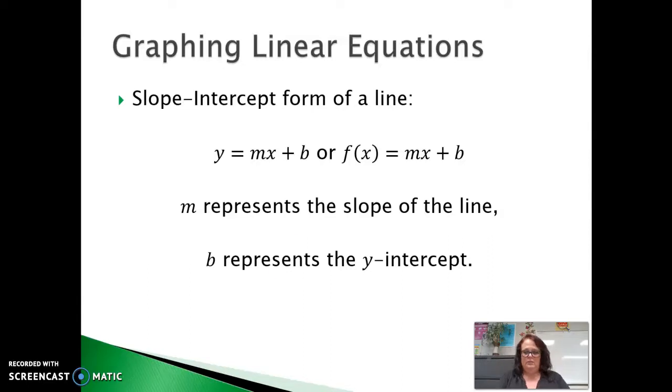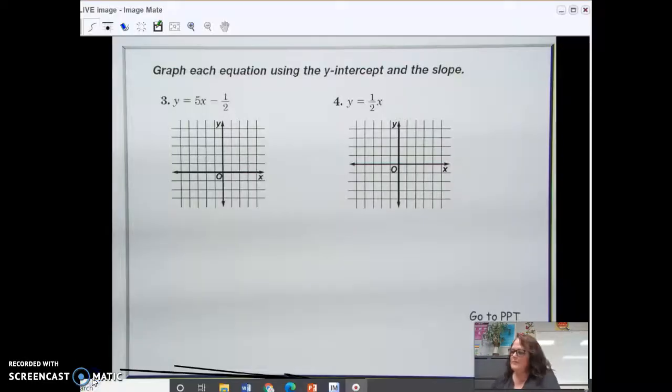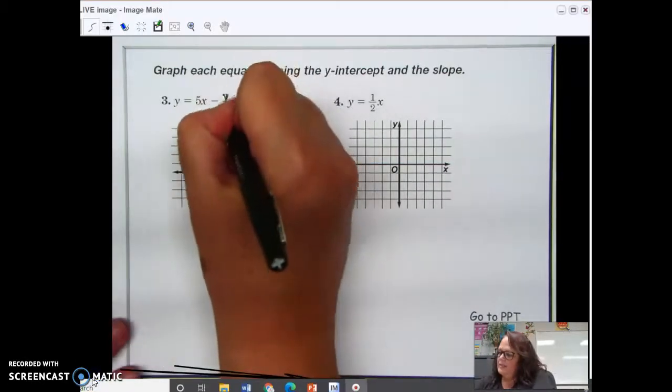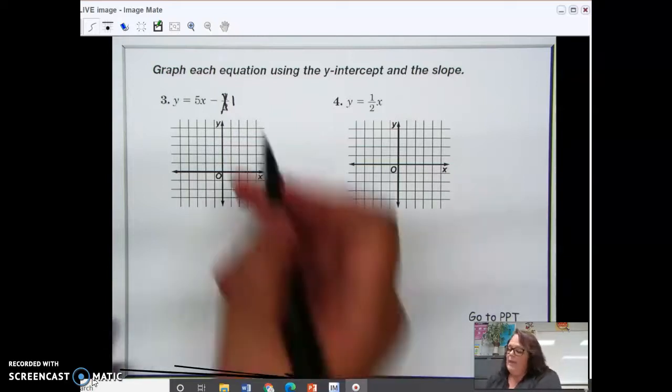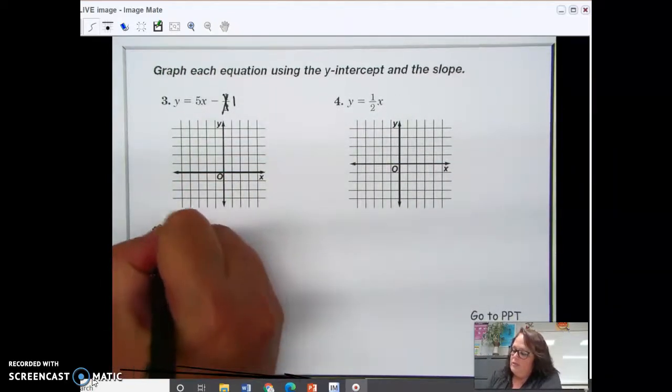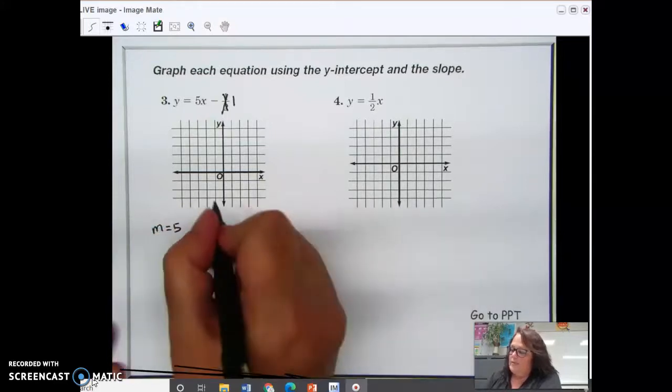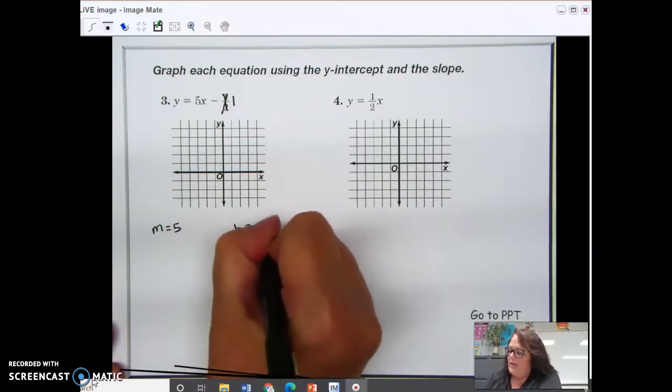And so let me pause. And I think on your paper, I changed this to 5x minus 1. So I'm going to go ahead and change that. If I did that incorrectly, just fix your paper. Okay, so I'm going to have an intercept. I've got a slope here of 5. That's the number in front of the x. And I have a y-intercept at -1.